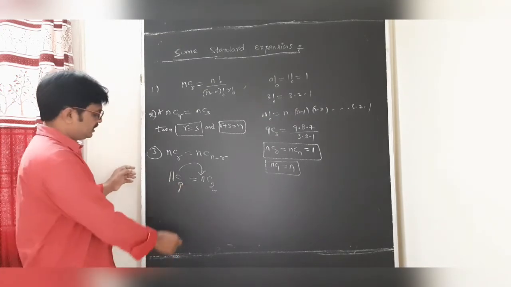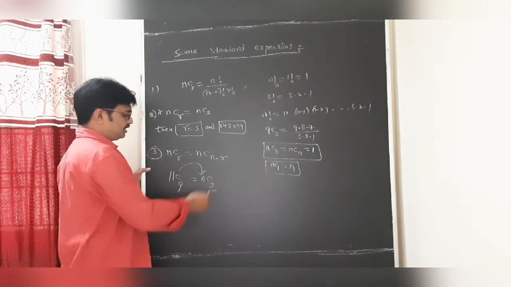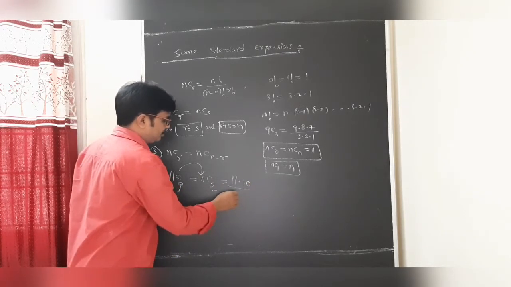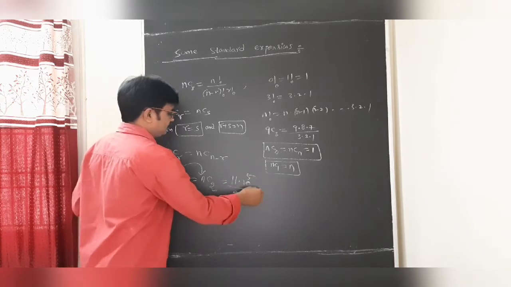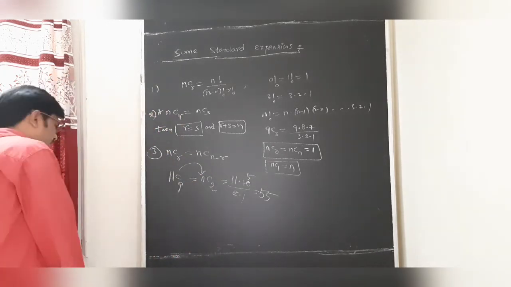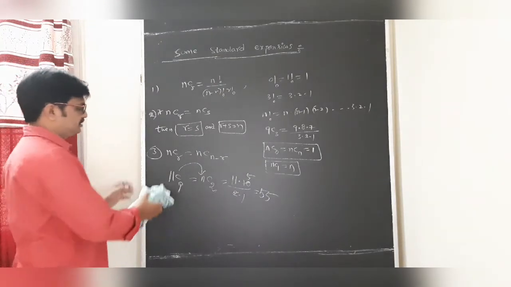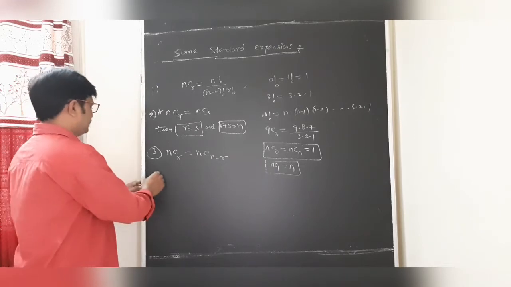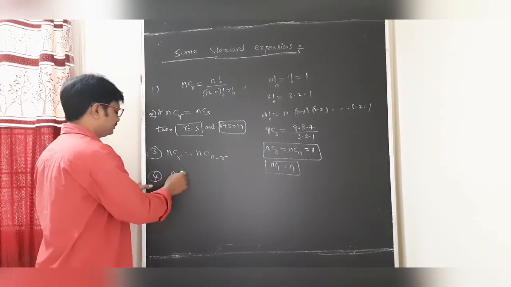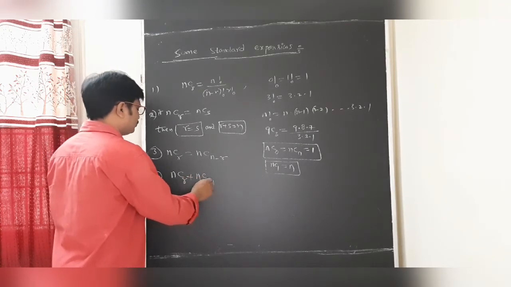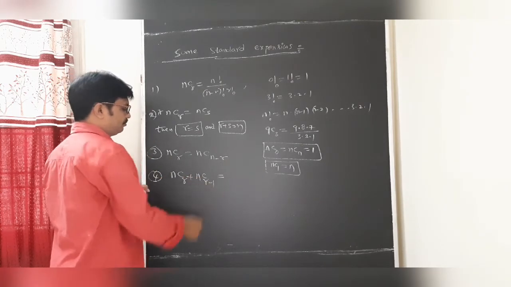Students, NCR is of the form NC N minus R. 11C2 can be written as 11 into 10 by 2 into 1. This is 55. NCR is also in another form, NC N minus R. After that, students, the fourth one is NCR plus NCR minus 1. The suffixes R are successive numbers.